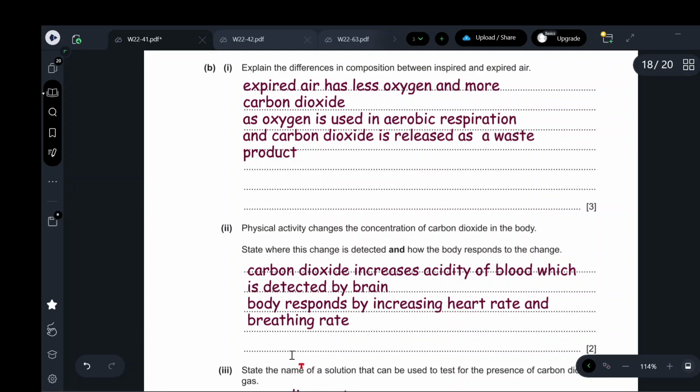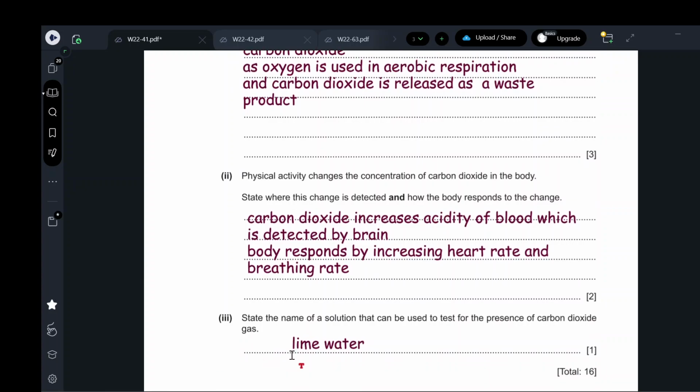The last question was state the name of the solution that can be used to test for the presence of carbon dioxide. You can either say lime water or hydrogen carbonate indicator. And this exam is finished.